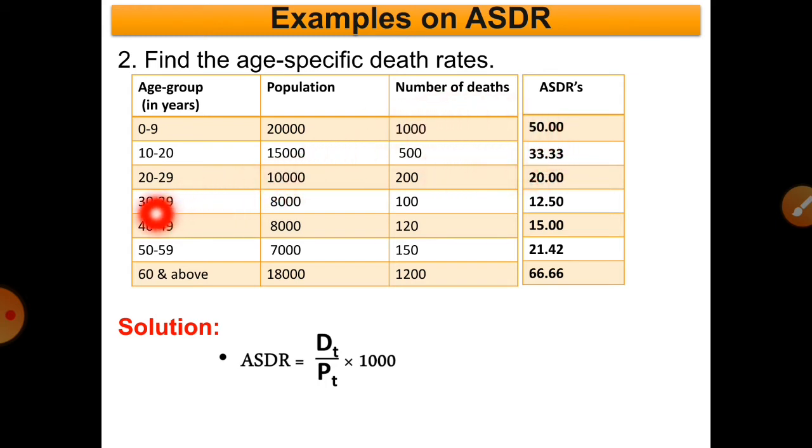Next, ASDR for the age group 20 to 29: 200 divided by 10,000 into 1000 is equal to 20. Next, ASDR for the age group 30 to 39 is 100 divided by 8,000 into 1000 is equal to 12.50. Next, ASDR for the age group 40 to 49 is 120 divided by 8000 into 1000 is equal to 15. ASDR for the age group 50 to 59 is 150 divided by 7000 into 1000 is equal to 21.42. Next, ASDR for the age group 60 and above is 1200 divided by 18,000 into 1000 is equal to 66.6. So this is the example.